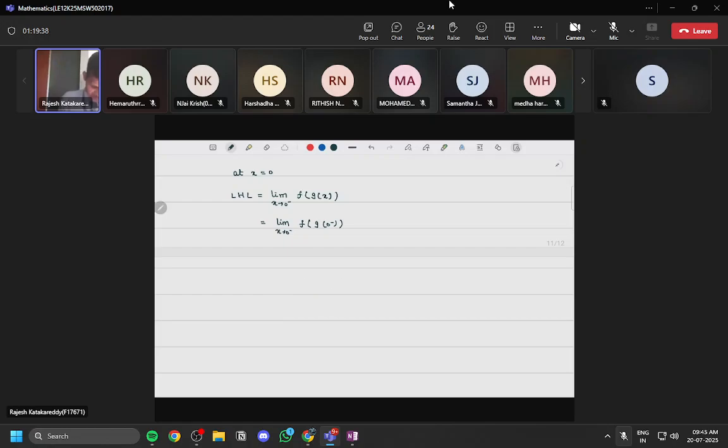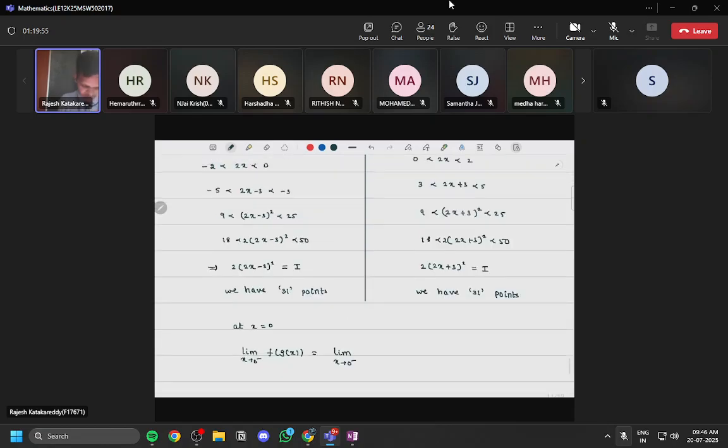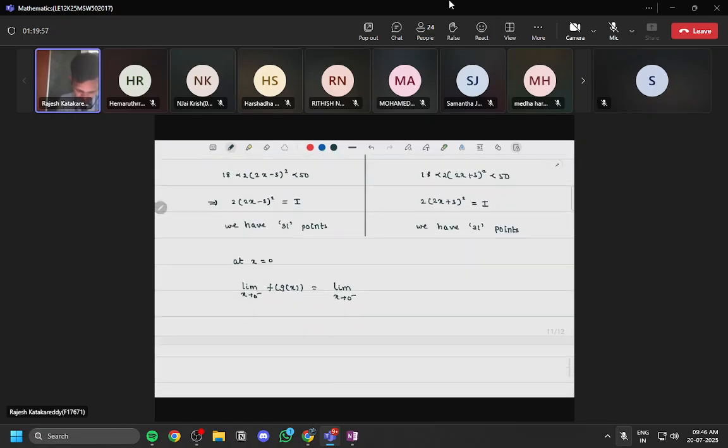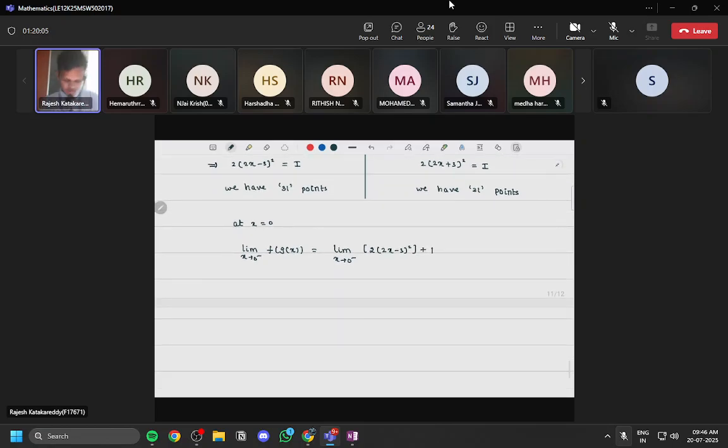That will be better in this case. First, we need to identify increasing and decreasing. So how much is that one? Limit x approaches 0 minus f of g of x will be equals to, so we have the function is a box of 2 times of 2x minus 3 whole square plus 1. So how much we get here?